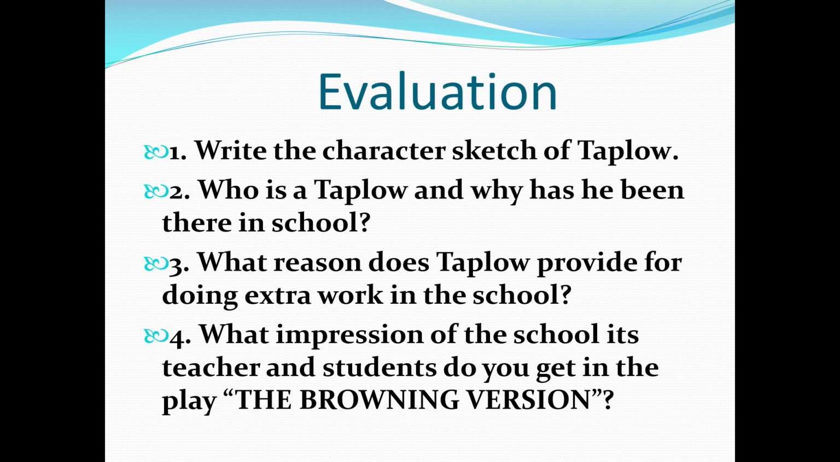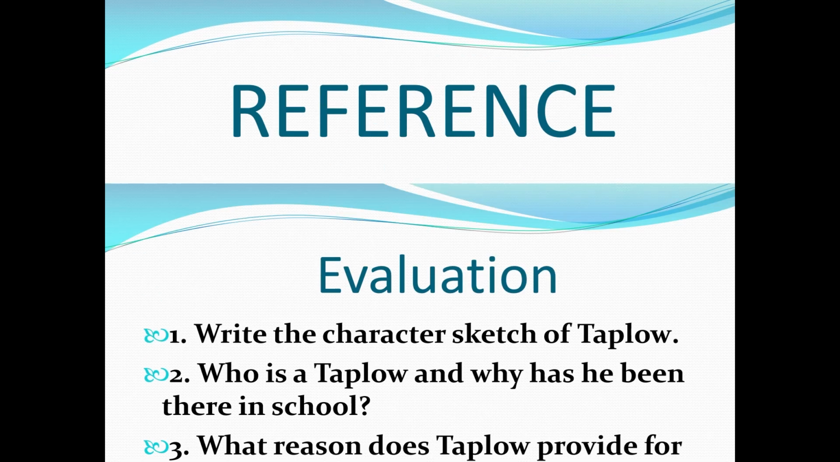This is then the evaluation that is required on the basis of this play. Write the character sketch of Taplow. Who is Taplow and why is he there in the school? What reason does Taplow provide for doing extra work in the school? What impression of the school, teachers and students do you get in the play, The Browning Version?